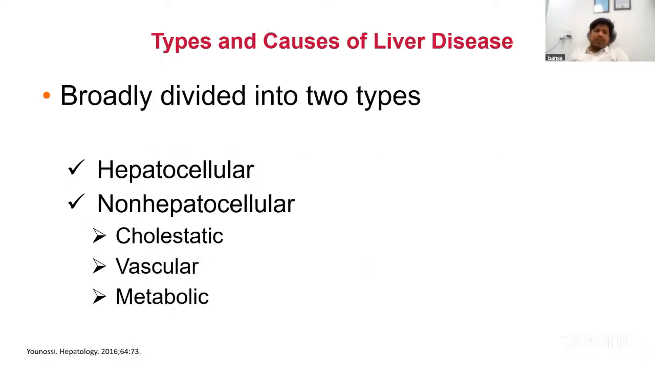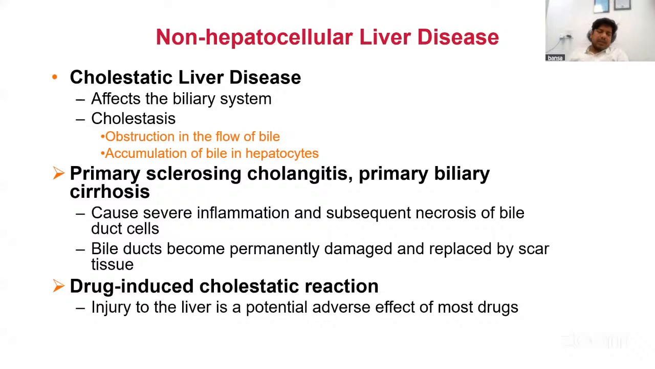Pathogenesis, symptoms, and manifestation of liver disease. Basically, liver disease is divided into two. One is hepatocellular, which affects only the hepatocytes, and second is non-hepatocellular, which affects the bile duct, vasculature, and metabolic diseases. Non-hepatic liver diseases include cholestatic liver disease, which affects the biliary system. Cholestasis means obstruction of bile flow and accumulation of bile in the hepatocytes.